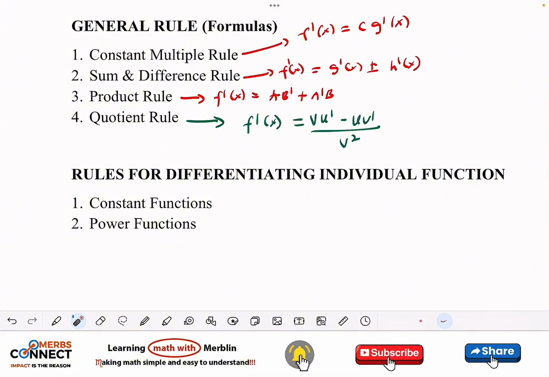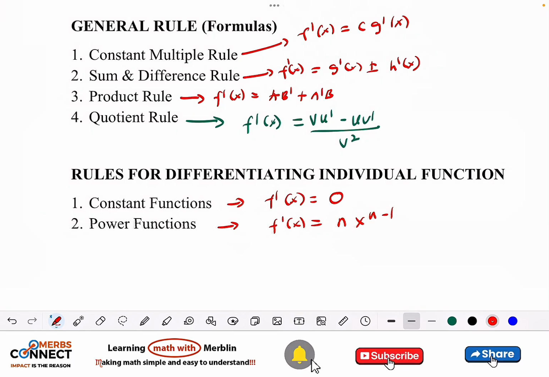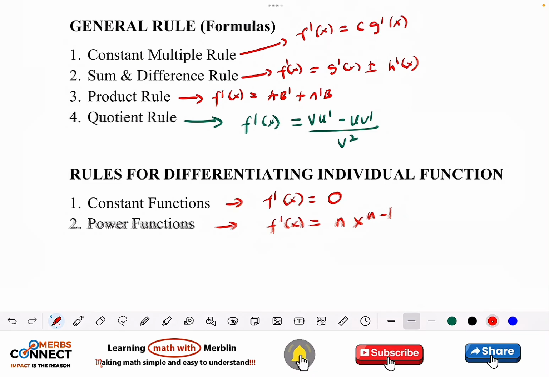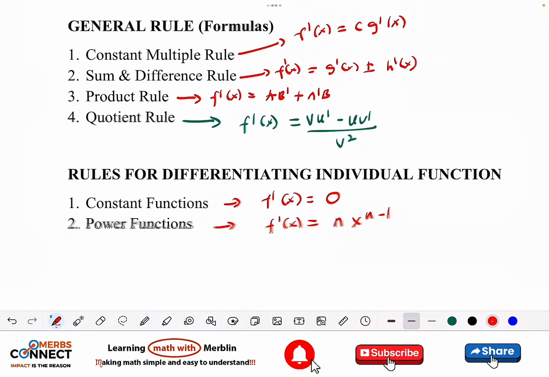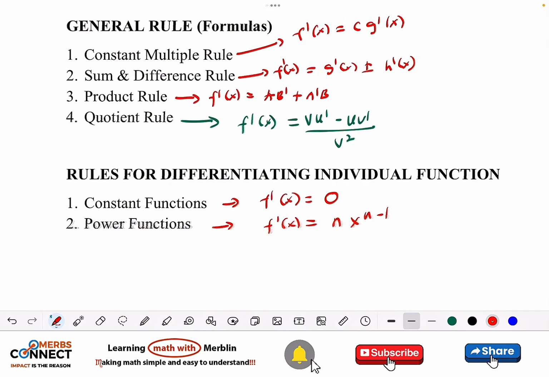And you see that as we are moving along with this video, I'll be adding some to the general rules, and I'll be adding some to the rules for differentiating individual functions. So we saw that f prime of x, if it's a constant, should be 0. And if the function is a power, f prime of x should be n times x to the power n minus 1. So please keep this in mind. Have some book and write them down, because as we are going through the videos, you'll be using them a lot.